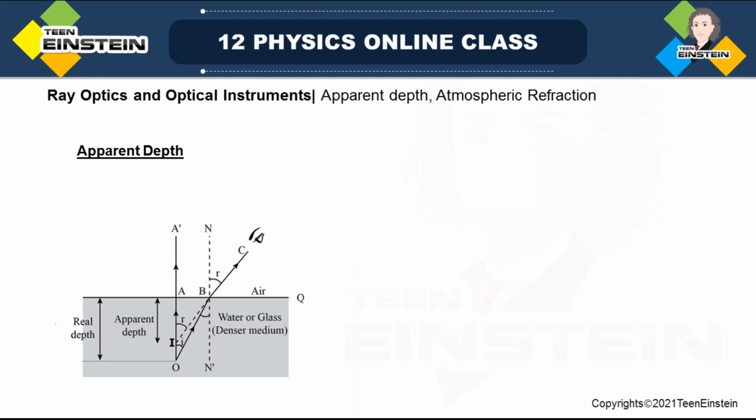Okay, so today we'll be discussing atmospheric refraction and apparent depth. These are all actually the effects of refraction. In the last two classes we had learned about refraction of light. So today we'll see how various splendid natural phenomena occur due to atmospheric refraction.